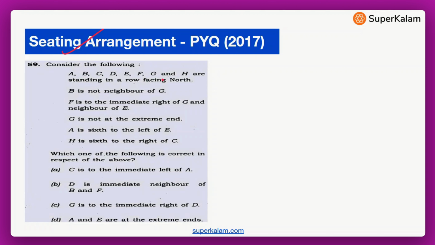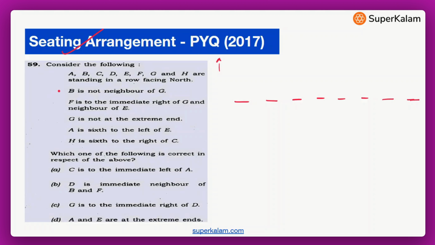...are standing in a row facing north. Okay, so north, let's say, is here, and these people are standing here in 1, 2, 3, 4, 5, 6, 7, 8. Okay, 8 seats. B is not a neighbor of G.